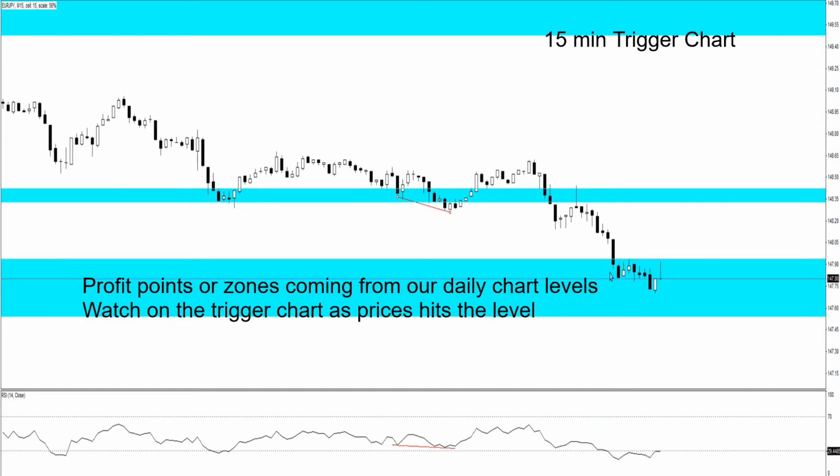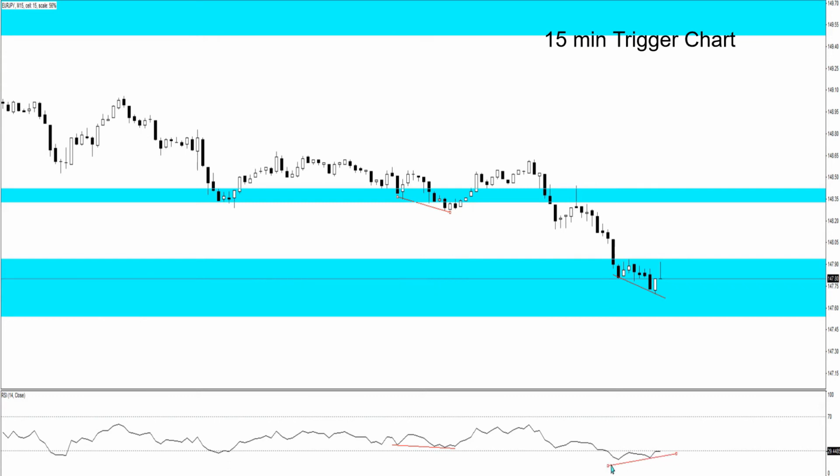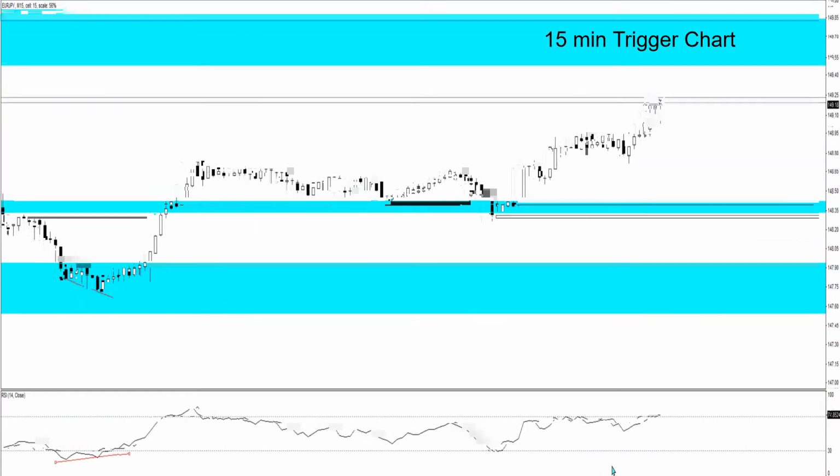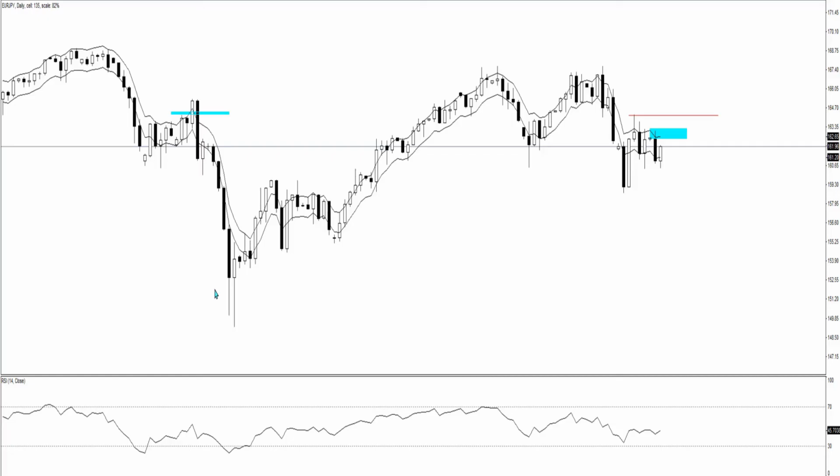Then here, inside the profit point, we have a perfect example. Prices are making lower lows. Just look at what the RSI is doing at exactly the same points. It's a divergent pattern. So this is a trading opportunity. So after we've identified the zone, the profit area or the profit points, then we drop down to the 15-minute.